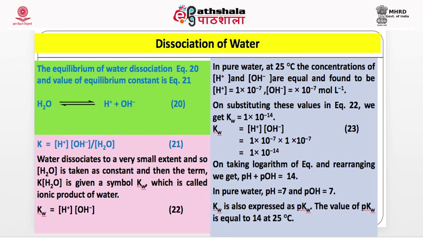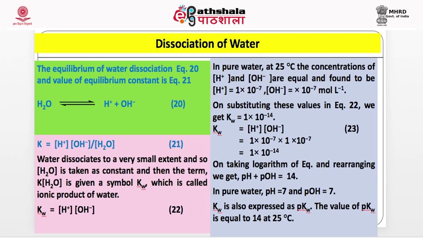It is around 55.5. Very small, so it can be taken as constant. Then we can write Kw equal to [H+] into [OH-]. So this is known as the ionic product of water. In aqueous solution, hydrogen concentration is 10 to the power minus 7. Hydroxide concentration is also 10 to the power minus 7. If we substitute it here, we get Kw is equal to 1 into 10 to the power minus 14.